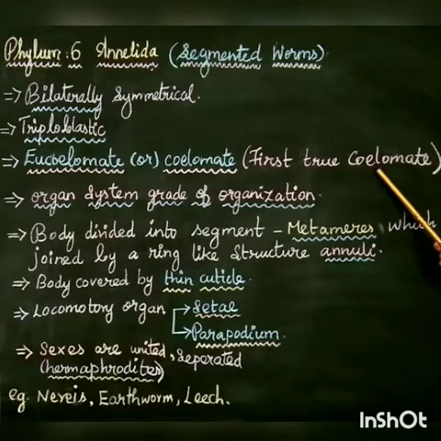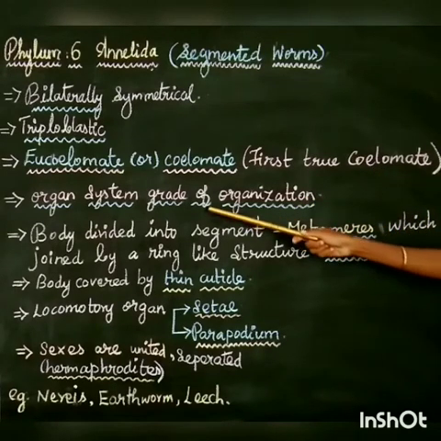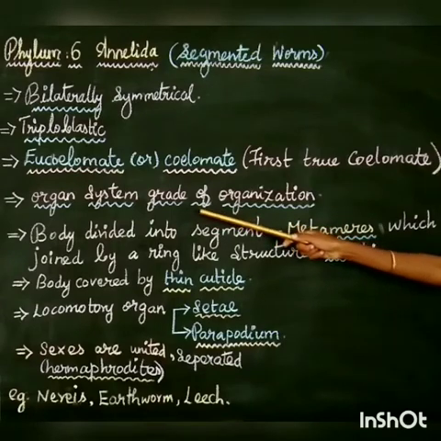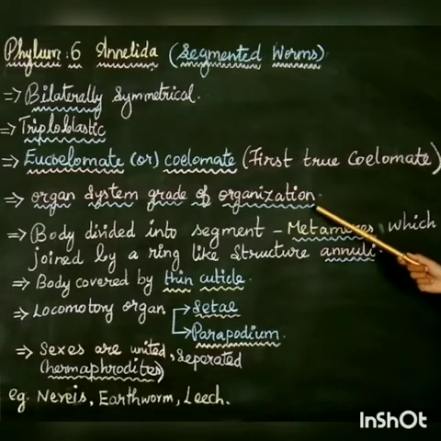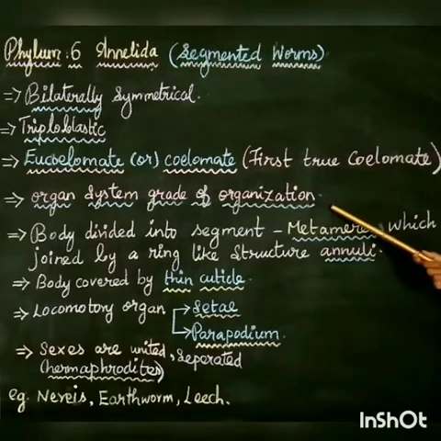Then coming to the system, it is an organ system grade of organization. What is it? Organ system grade of organization. Here organs along with some supporting systems help in doing the function. So it is called organ system grade of organization. This we can see in the levels of organization itself.